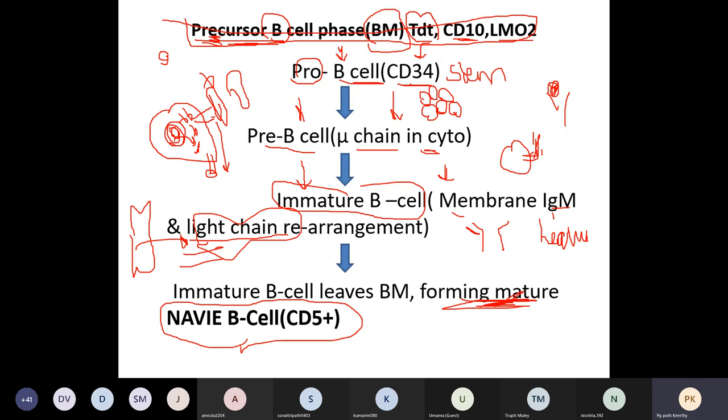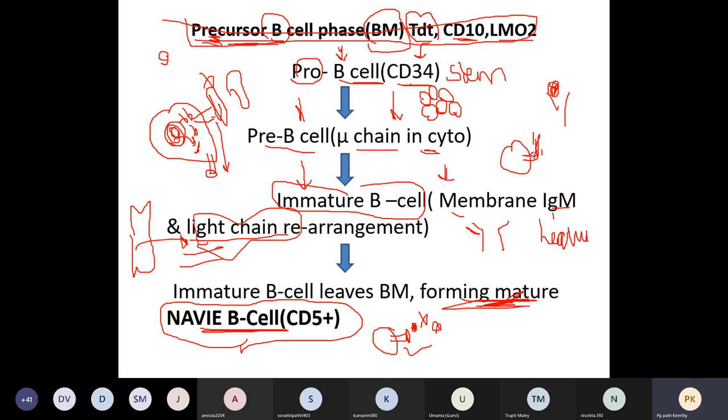So please understand, in the immature B cells we have the membrane heavy chain of the immunoglobulin. Still the light chain has not formed yet. They are rearranging. But once it gets released from the bone marrow, this light chain rearrangement completes and there is a formation of the proper immunoglobulin receptor on the cell surface. So that's why we call them mature B lymphocytes, but they are called naive. Naive means they have a functioning B cell receptor on their surface, but till now they never encountered any antigen.